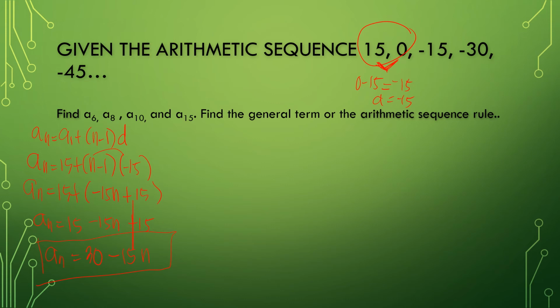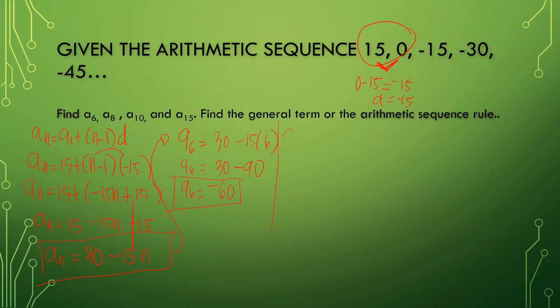Now, let us find the sixth term, a sub 6. a sub 6 is equal to 30 minus 15 times 6. So, a sub 6 equals 30 minus 15 times 6, which is 90. So, a sub 6 is equal to 30 minus 90, which is negative 60. This is your sixth term.